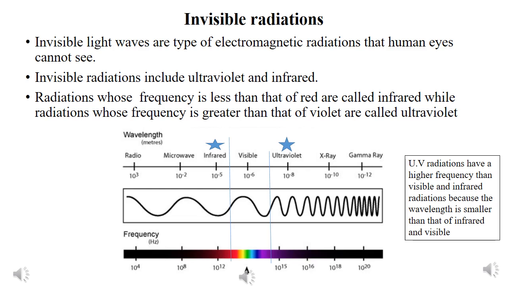Observe the electromagnetic spectrum. So the visible radiations are limited by two frequencies: 4 × 10^14 and 7.5 × 10^14. Frequencies less than 4 × 10^14 are infrared, and frequencies that are larger than 7.5 × 10^14 are ultraviolet. So since ultraviolet radiations or UV radiations have higher frequency than visible and infrared, then the wavelength is smaller because frequency and wavelength are inversely proportional.